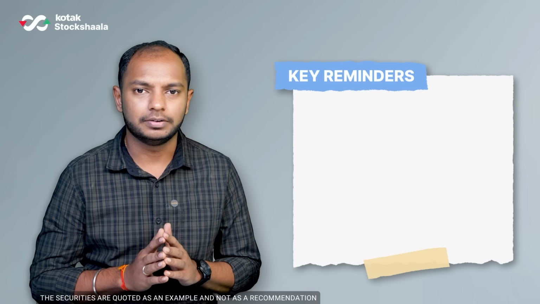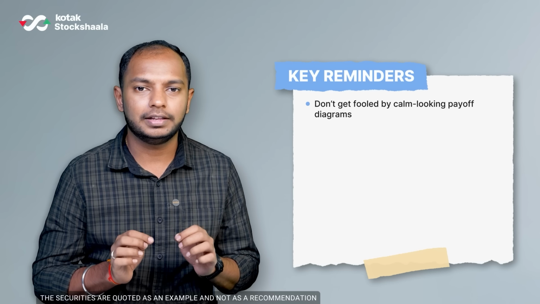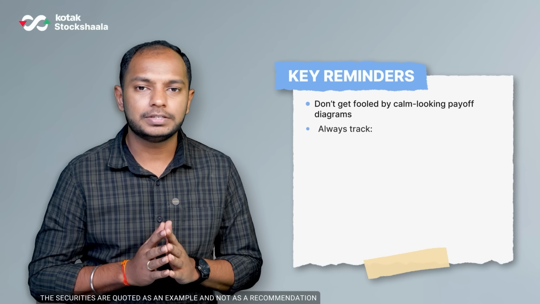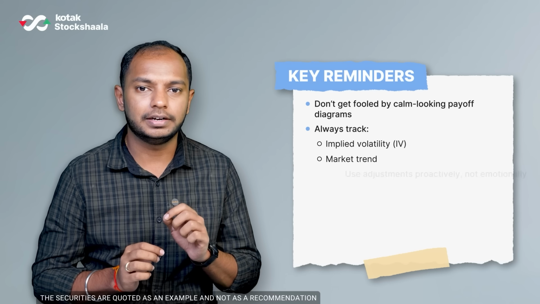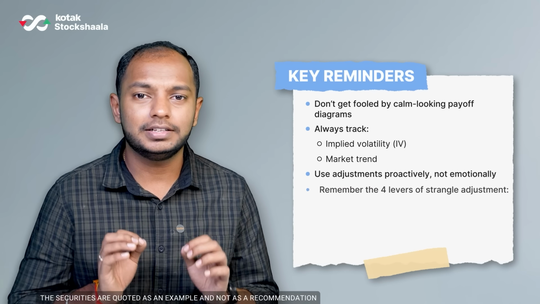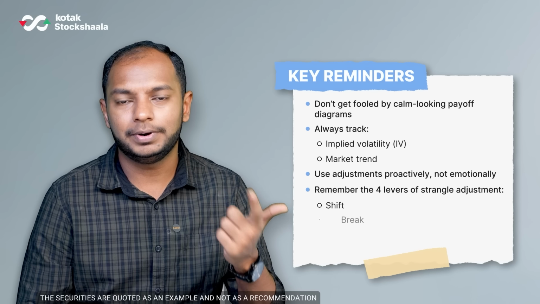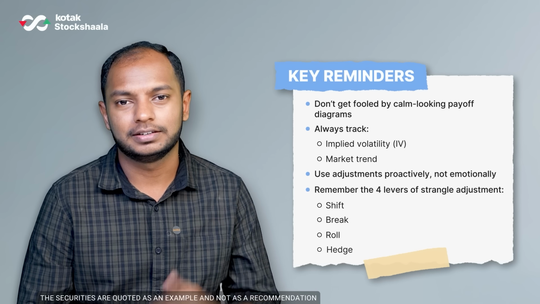Strangles look peaceful because you make money when the markets are peaceful as well. But don't let that misguide you. Always make sure to look at IV as well as trends and adjust accordingly. So the next time you trade in strangles, remember your 4 levers: the shift, break, roll and hedge. Defend smart and earn steady.